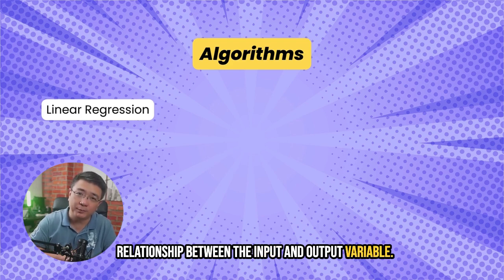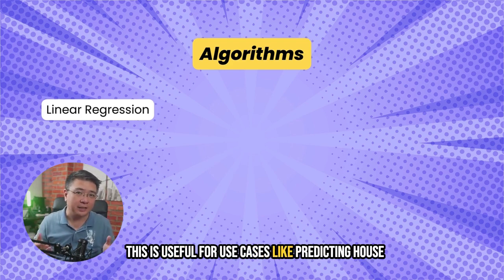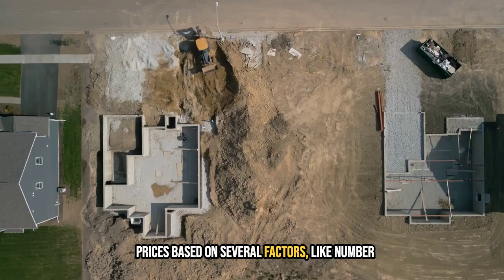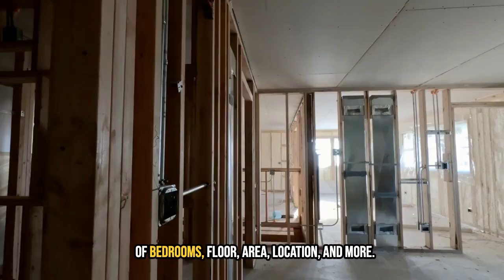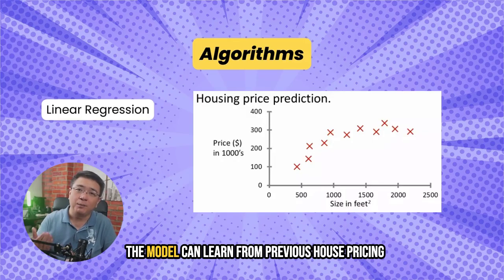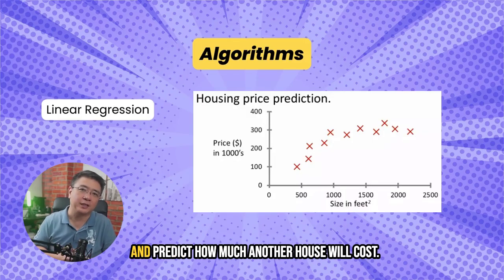Linear regression is good when you are predicting continuous outcome based on a linear relationship between the input and output variable. This is useful for use cases like predicting house prices based on several factors, like number of bedrooms, floor area, location, and more. The model can learn from previous house pricing and predict how much another house will cost.